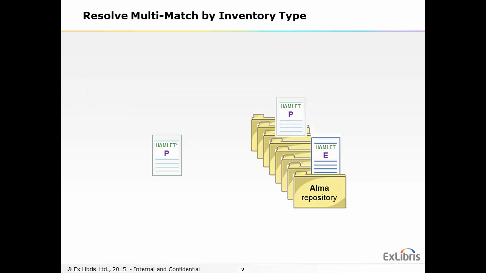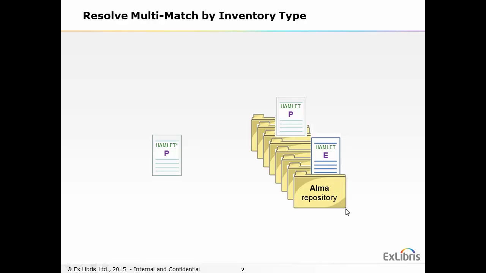We're importing this record over here, Hamlet. It's a physical title. And in my Alma repository, there are two potential matches for this title. One has physical inventory. This is Hamlet P over here. And another has electronic inventory, Hamlet E.